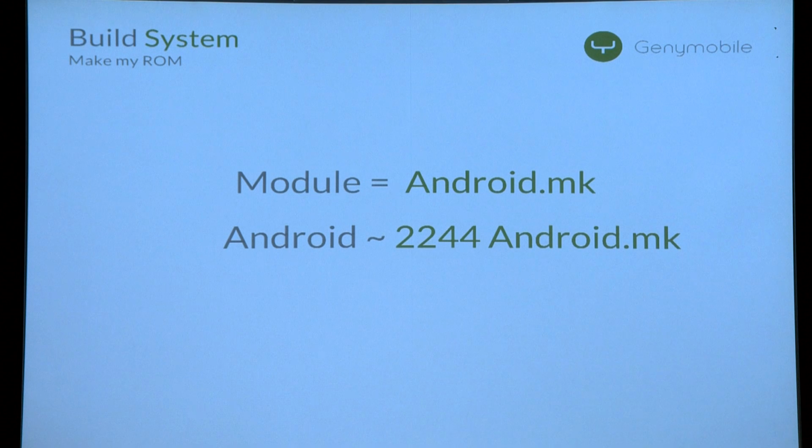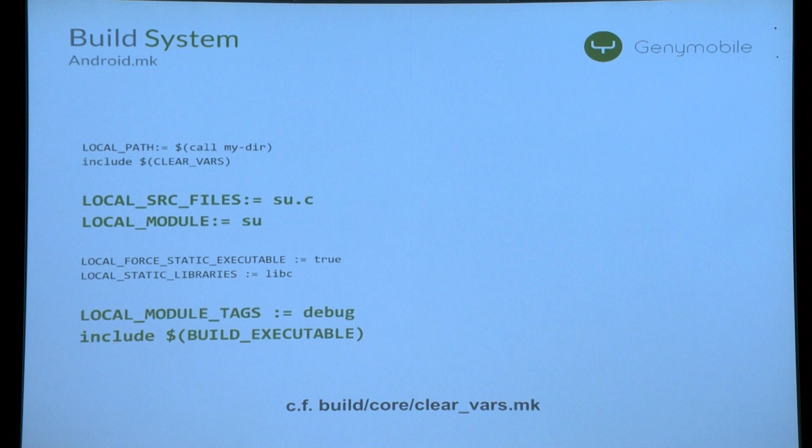So any things that need to be built, it's called a module on Android. Android is about 2000 Android.mk files. That's why it's taking a lot of time. Just to show you some example of Android.mk.